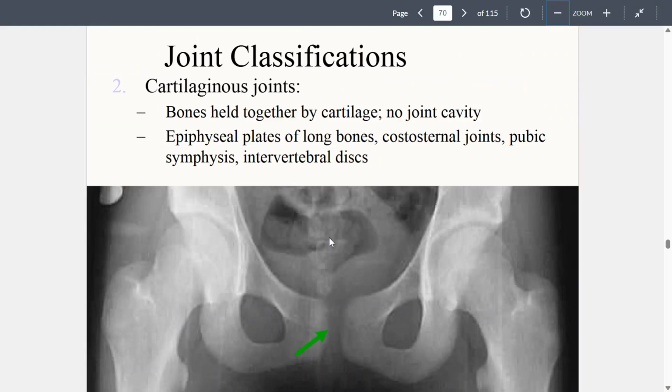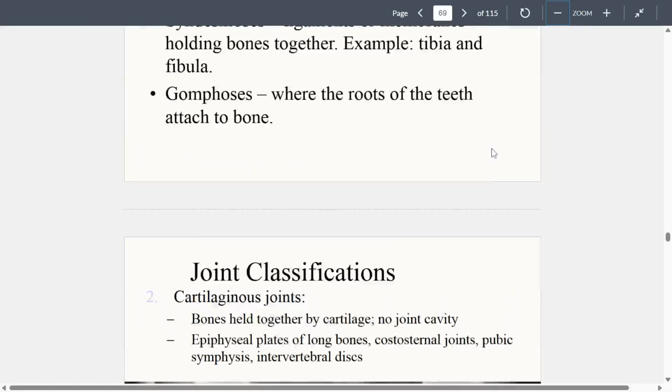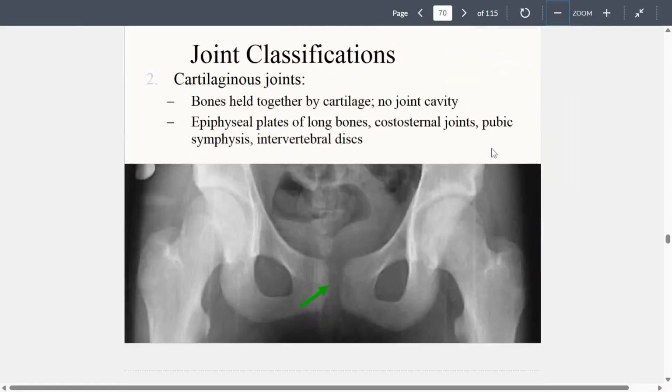Cartilaginous joints. These are going to be joints that, again, really don't have any special structures around them. They are where two bones meet, and they're going to be held together by cartilage.